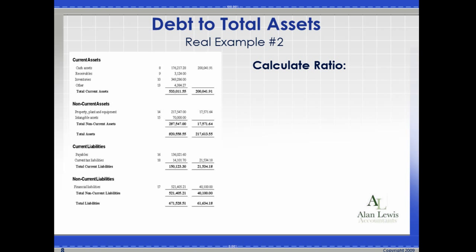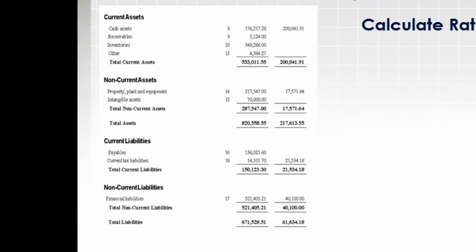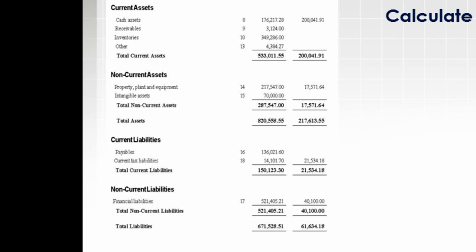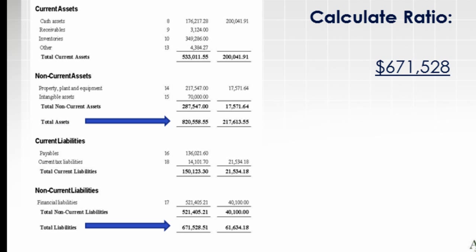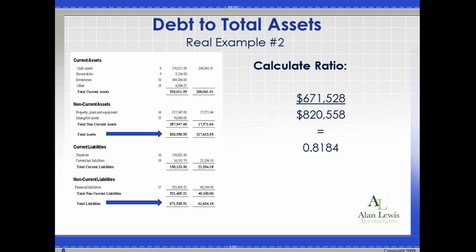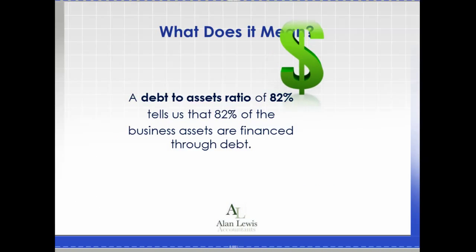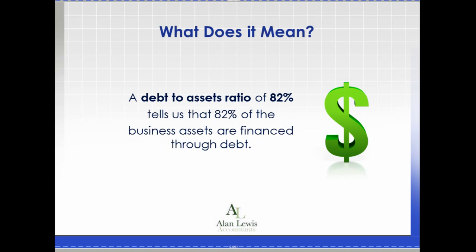You might recognise the balance sheet in our second example. We've used this one before in our previous screencasts. This is our retailer who's been trading in that line for a little over 12 months now. Total liabilities divided by total assets is going to give us a debt to assets ratio of 81.84%. Now this tells us that 82% of the assets on the balance sheet there are actually financed through debt.